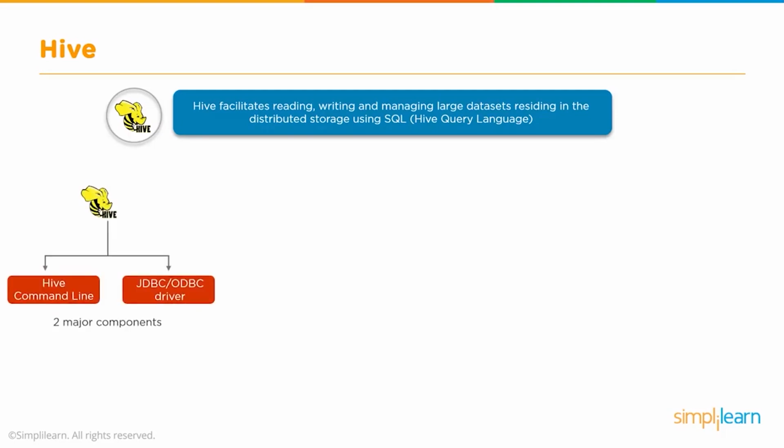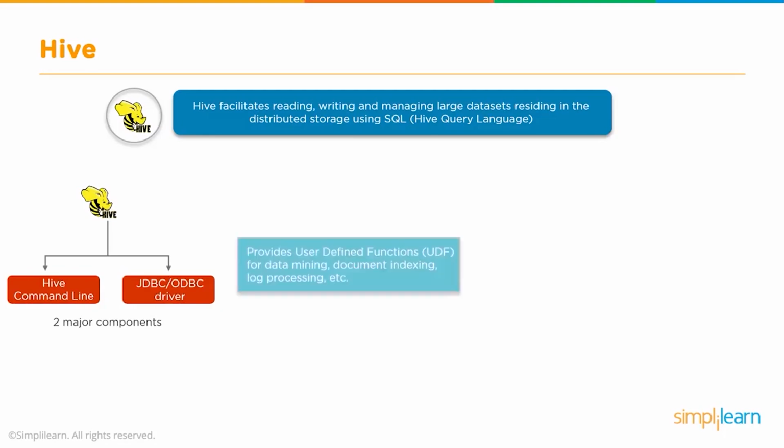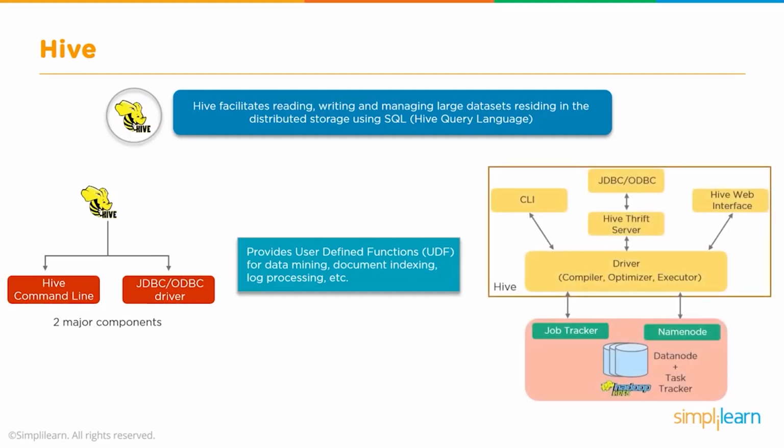So you have Hive command line. You can also use a JDBC or ODBC driver. And those drivers, if you're working in Java or Python, you can use to access Hive. So you don't have to go through the Hive command line. But it makes it real quick. I can take a Hive command line and just punch in a couple words and pull up my data. And so it provides user-defined functions, UDF, for data mining, document indexing, log processing, again, anything that is in some kind of SQL format. If it's stored properly on the Hadoop file system, you can use Hive to pull it out.